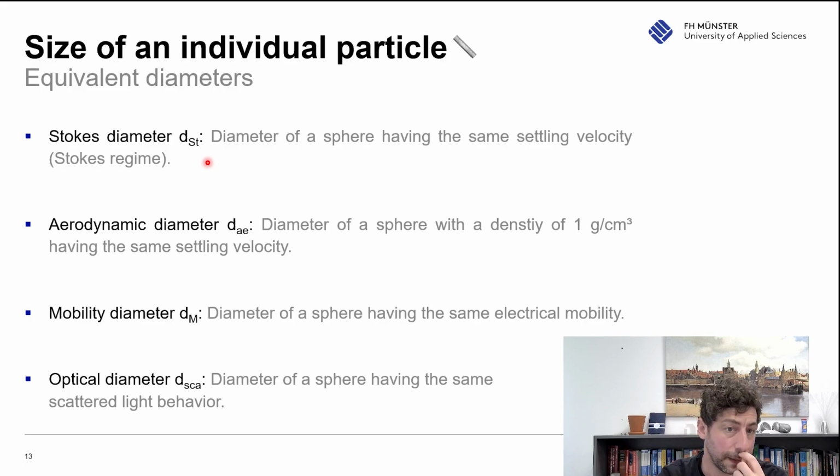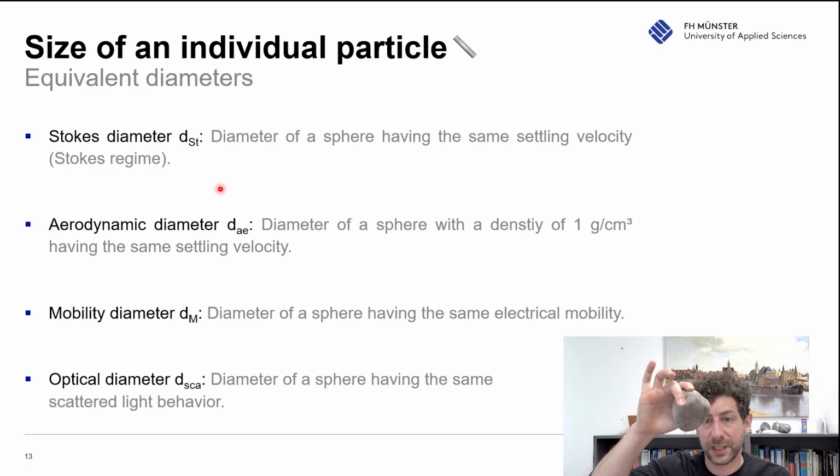And what we can measure is the Stokes diameter. So the diameter of a sphere having the same settling velocity in Stokes regime. So this means I take my particle and I measure how fast it settles. Quite a heavy stone here, so it settles very fast. And there will be a sphere with a given size, which has the same density and which has the same velocity. And this sphere is what I determine, the size of this sphere. So I have the size of a sphere having the same settling velocity as my stone. And this is the equivalent Stokes diameter.